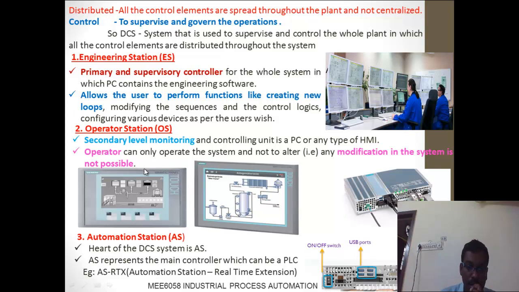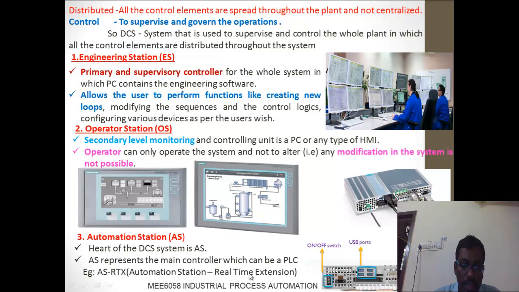So how is the data transfer happening? That's most important. It happens with the help of wide area networks and LAN networks. If it's a localized process, a LAN is okay. If you're going for a distributed process, we have to go for a wide area network.